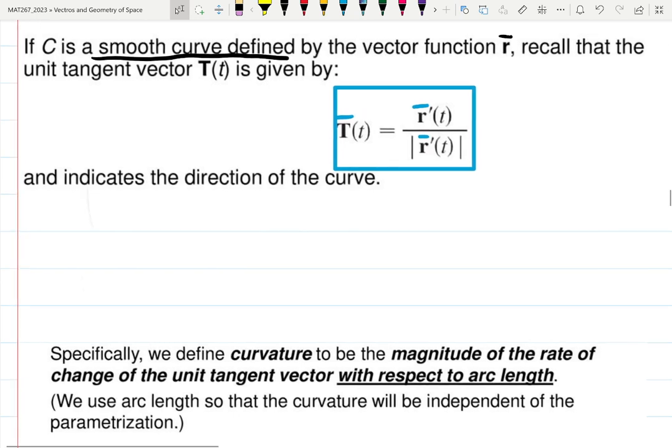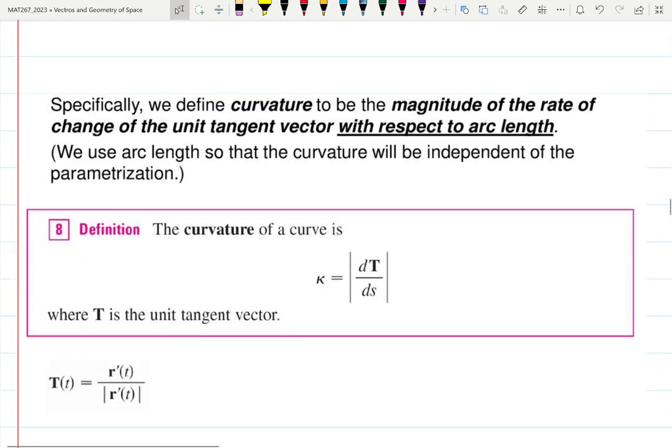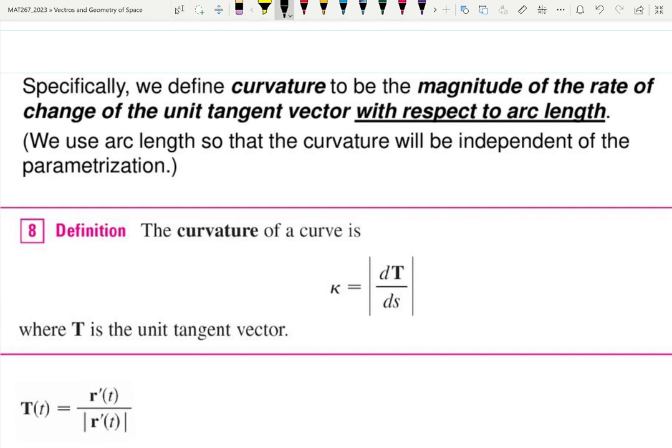What's new is going to be curvature. So let's write this down. Let's define the curvature. We define the curvature to be the magnitude of the rate of change of the unit tangent vector with respect to the arc length. What? Let's write down the definition and then check what it means.